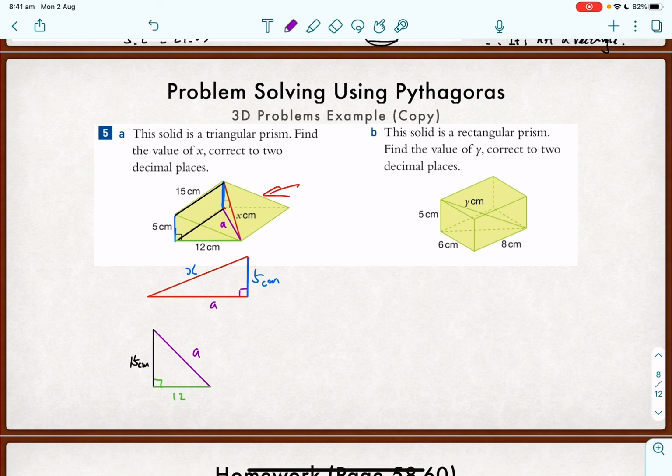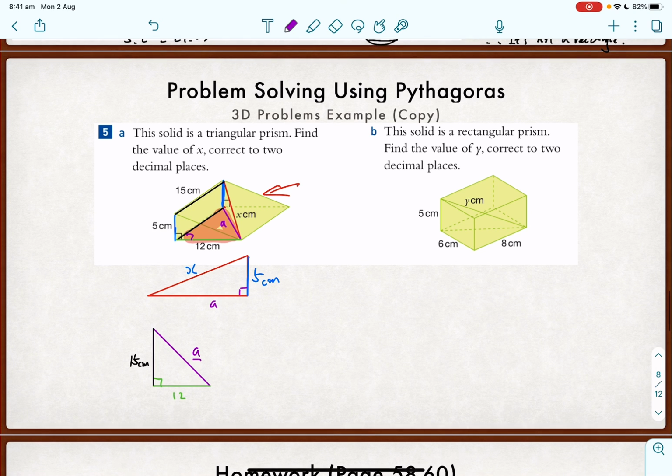What we need is to find what A is first on this triangle. It's a right angle triangle. It's a little bit hard to see in 3D that it is a right angle triangle, but it is because the right angle is right here, because the bottom is a rectangle. And then using A, we should be able to find X. Try to picture that shape in your head and see whether you can rotate it and see different sides, because that's probably the hardest part in 3D shapes.